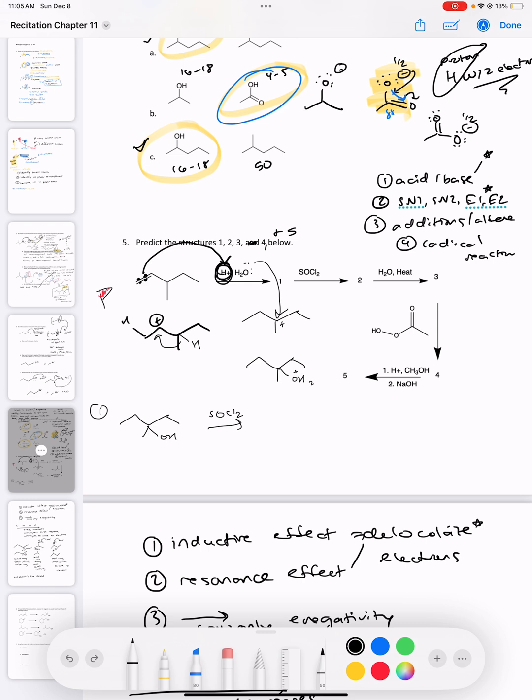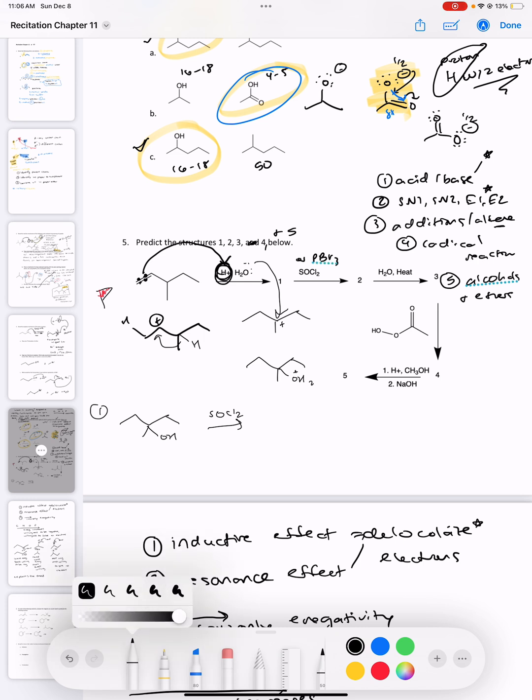Okay, and then it can't be an addition to an alkene because we don't have an alkene. Unlikely to be a radical reaction because we don't have an initiator. And I forgot the 5th type of reaction, which we learned was reactions of alcohols and ethers. So did we learn something in the alcohol and ether chapter with SOCl2? Yes. SOCl2 or PBr3 do the same thing by an SN2 reaction where the alcohol is the nucleophile.